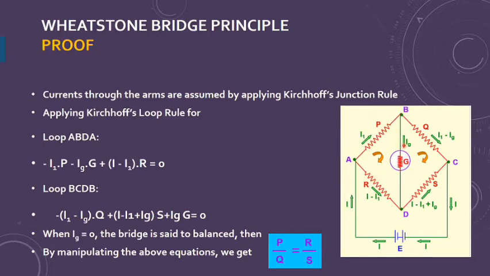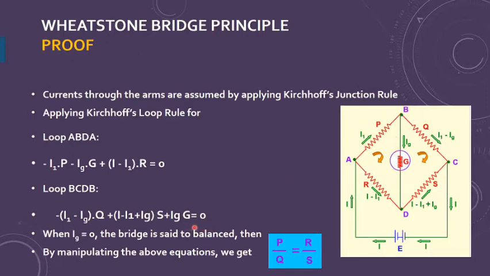Similarly, you can write the equation for the second loop, that is B, C, D, B. If you take this loop, then on the same lines you can write the equation: (I1 minus IG), of course with a negative sign, into Q, and with plus sign you are getting (I minus I1 plus IG) into S, plus this IG into G, that is equal to 0.